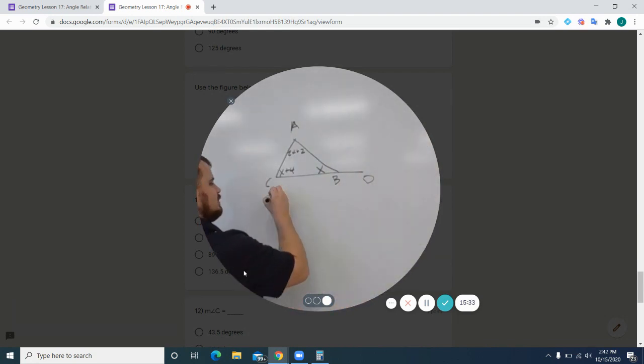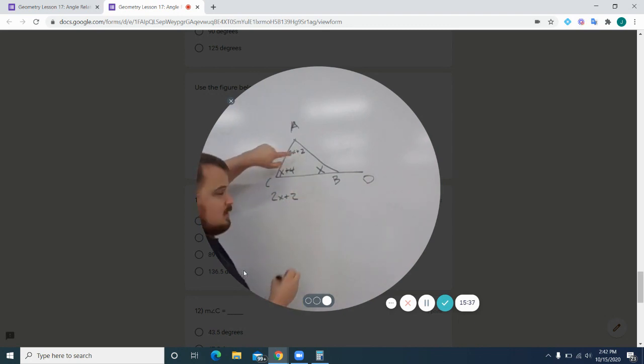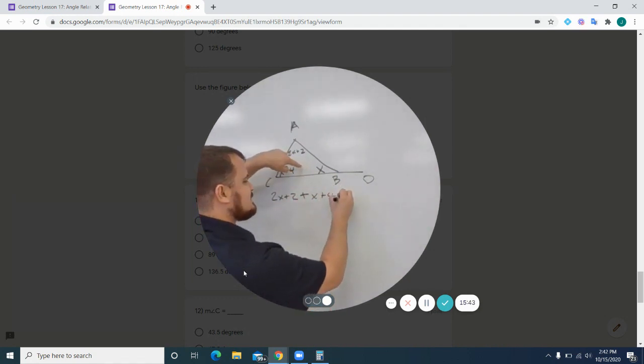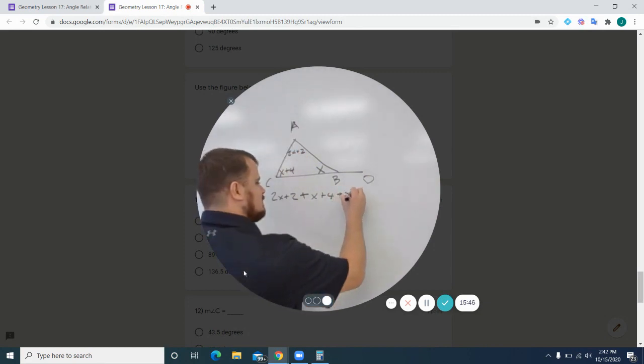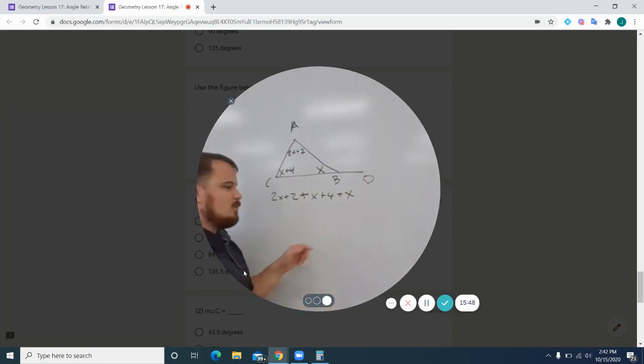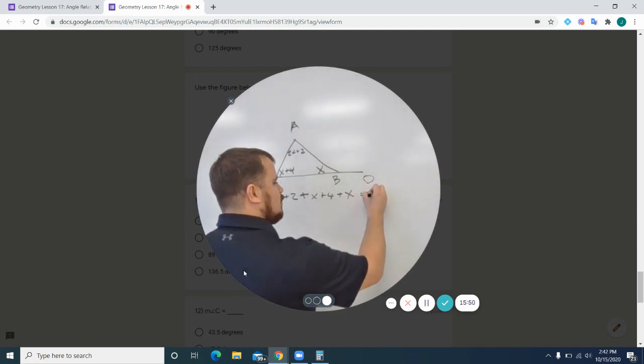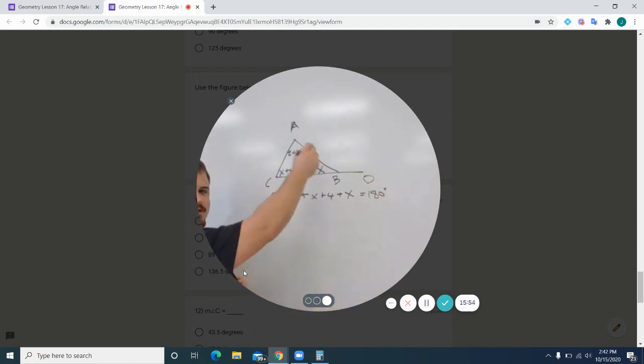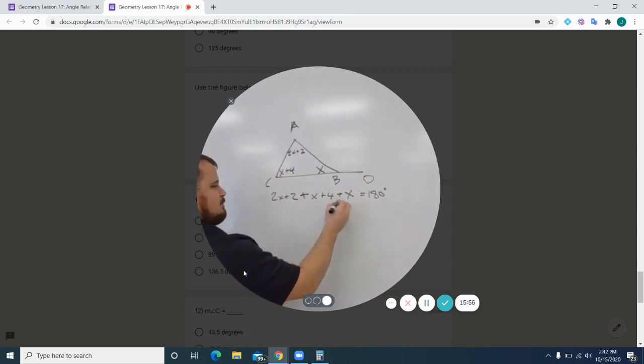So let's do 2x plus 2, so that's this angle right here, plus x plus 4, plus this angle right here, x. You see that? All that stuff, and what does all that stuff have to equal? 180 degrees. Okay, you see that? All three of those angles have to add up to 180. So let's combine all of them.